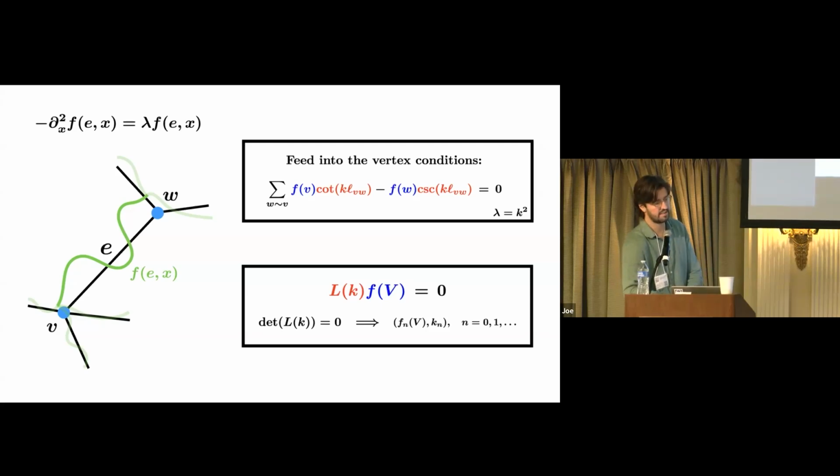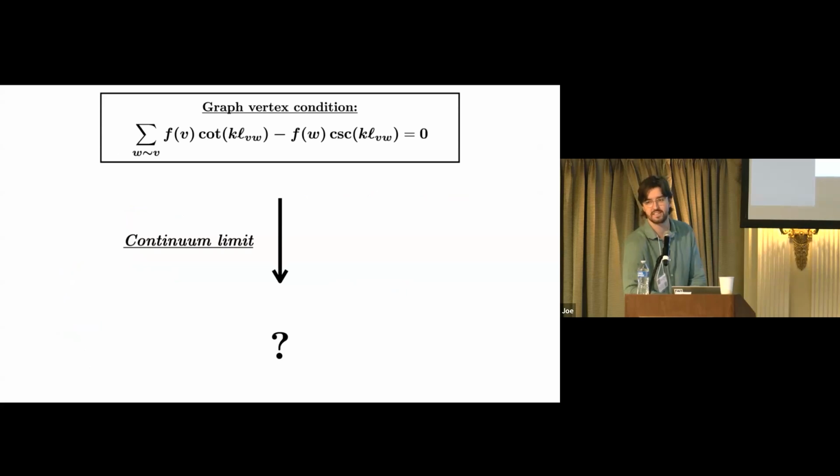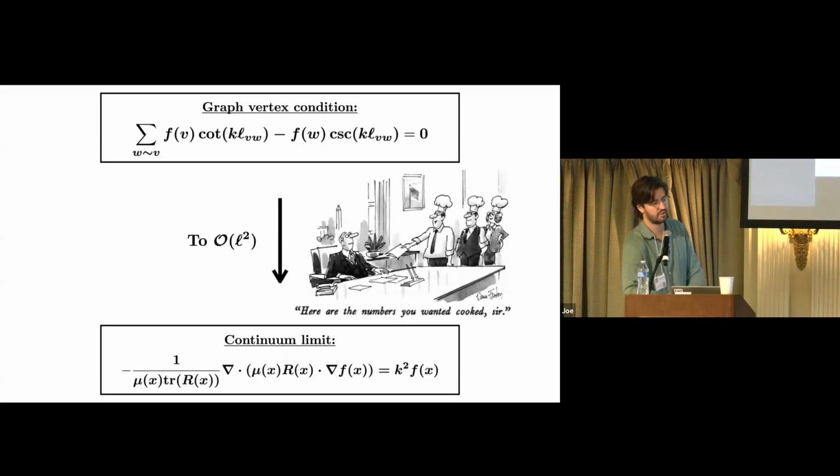And the question then is, what happens at the continuum limit? The details of all this are in a paper in review at the moment, which you can check out or obviously ask me about. But essentially, you get this PDE in the limit to order length squared. And now the x coordinate is living on the embedding space.